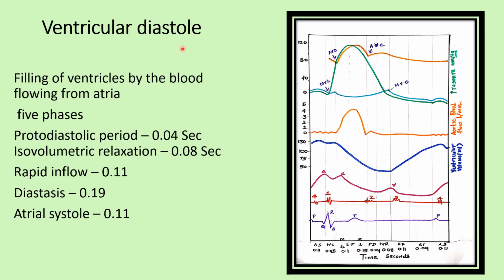Ventricular diastole is the filling of the ventricle by the blood flowing from the atria. The total duration of the ventricular diastole is 5 seconds. Ventricular systole is 3 seconds. Ventricular diastole is 5 seconds. It has 5 phases: protodiastolic period, isovolumetric relaxation, rapid inflow, slow inflow, that is diastasis. The ventricular diastole ends with the atrial systole.